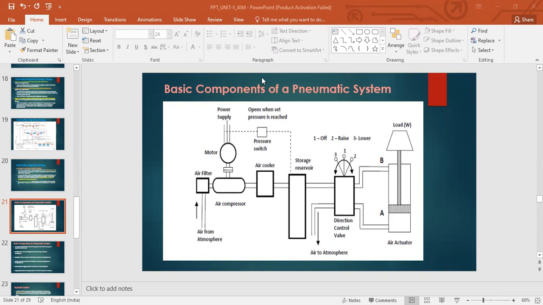Is this diagram clear? Yes, is that clear?